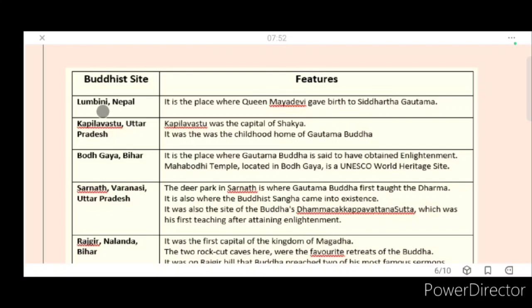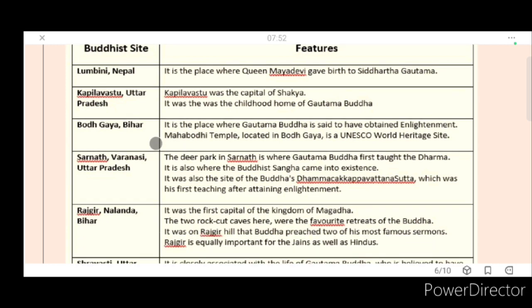Lumbini is the place of the birth of Siddhartha Gautama. And Kapilavastu, it is in Uttar Pradesh. So it was the childhood home of Gautama Buddha. Remember Kapilavastu. Bodh Gaya, Bihar. Okay, it is a UNESCO World Heritage Site. Okay, Mahabodhi temple is also located over there.